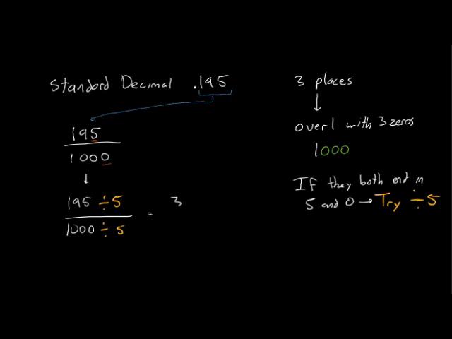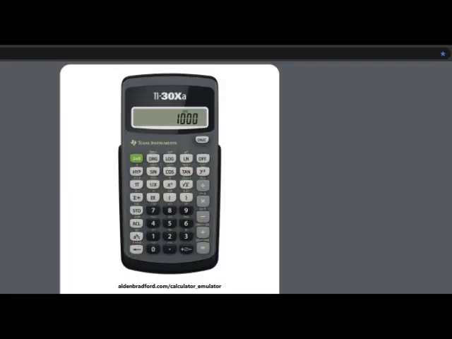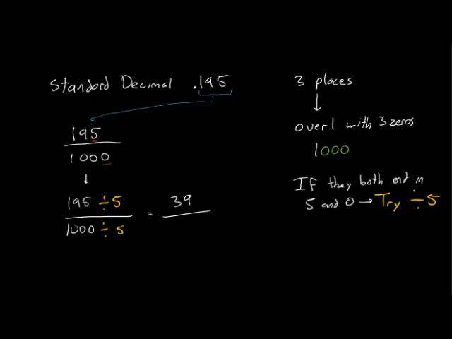We'll record that as our new numerator. On bottom, we have 1,000 divided by 5. We'll press that in the calculator as well. When we enter this, we get 200. This means our new denominator is 200.